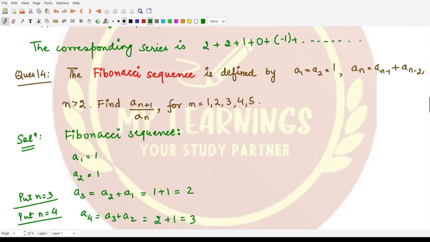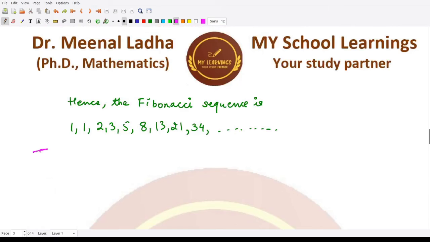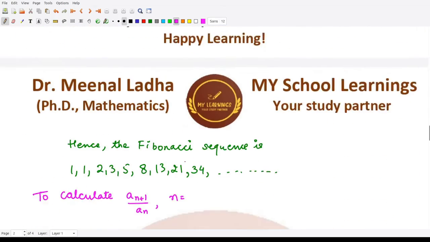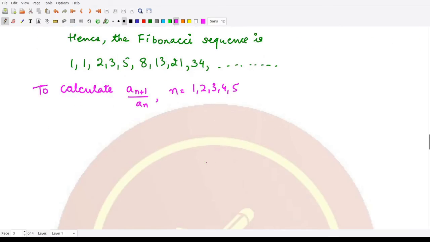Now in our question they are asking, we need to calculate a n plus 1 divided by a n for the value n equal to 1 to 5, right? So we need to calculate this ratio. So let's come to our question. To calculate a n plus 1 divided by a n when the value of n is equal to 1, 2, 3, 4, 5, we have the terms.